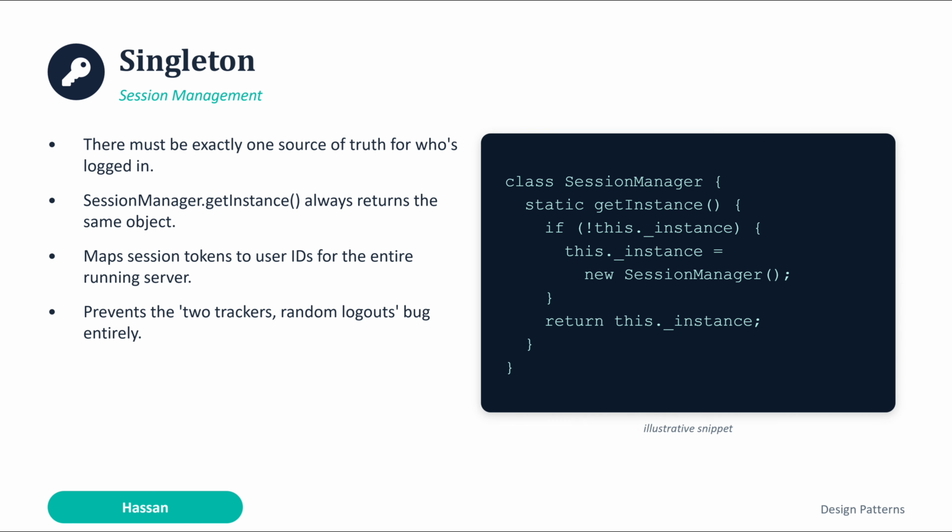So picking up with Singleton, DriveShare needs exactly one source of truth for who's logged in. If two parts of the search server each track sessions separately, a user could get logged out randomly. Our session manager class guarantees only one instance ever exists. The first time it's requested, it's created. Every call after that returns the exact same object.